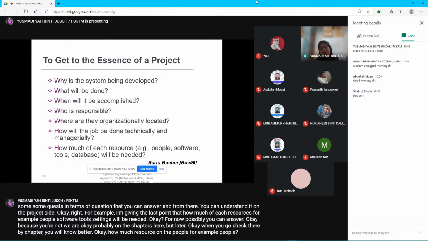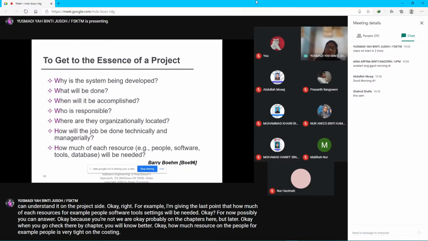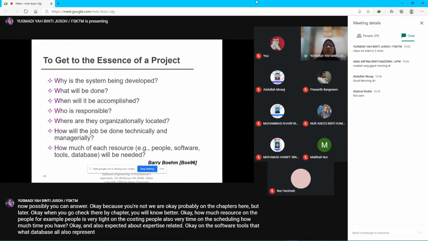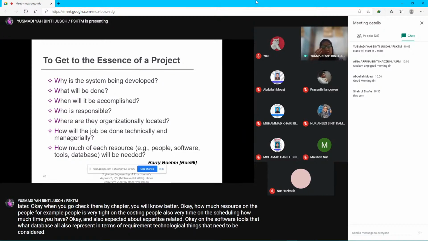People are very tight on costing. People are also very tight on scheduling, how much time you have. And also the expected expertise related. On the software tools and what database, all of that also represents requirements, technological things that need to be considered. So it's related, right?